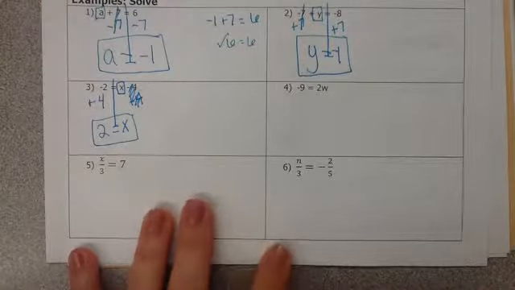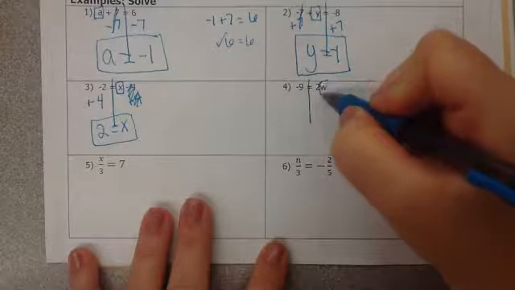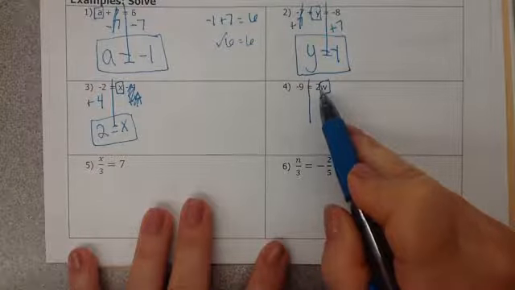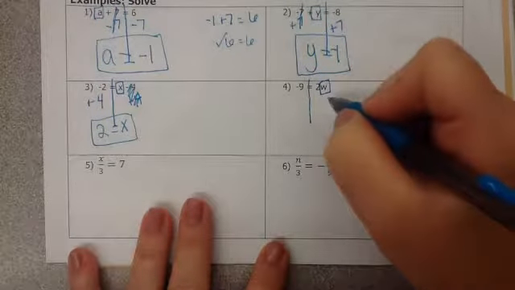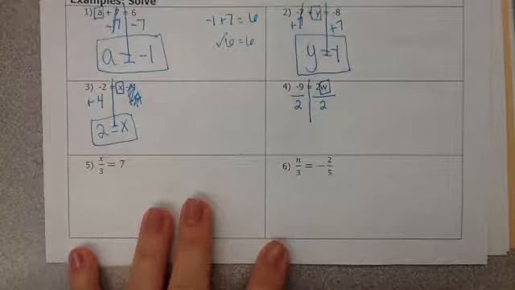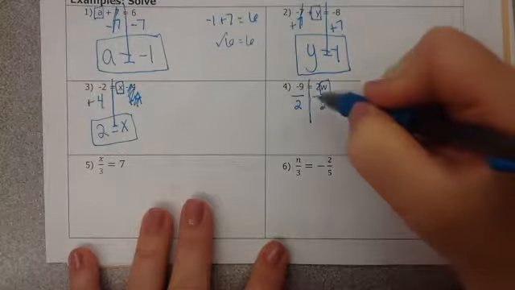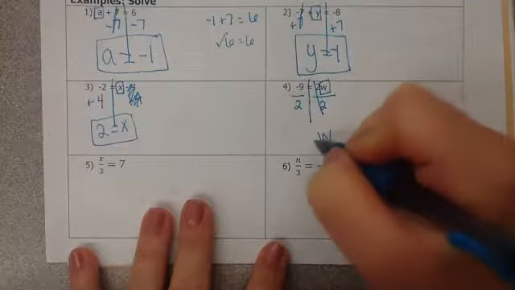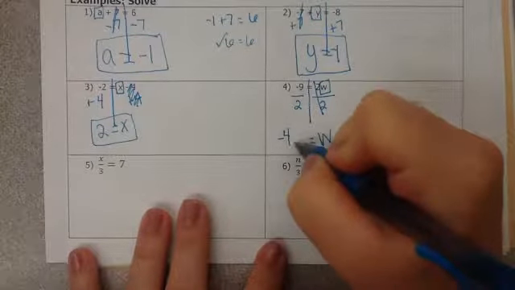Nice job. For number 4, if I look at the side W is on, here's my W. What is attached to the W? A secret times, a times 2. How do we undo a times 2? Divide by 2. And what we do to one side, you must do to the other. These cancel. 2 over 2 cancels to 1, so I have 1w equals negative 4.5.